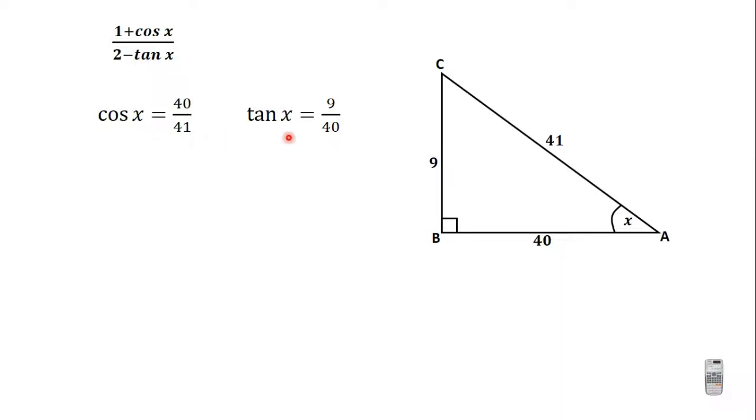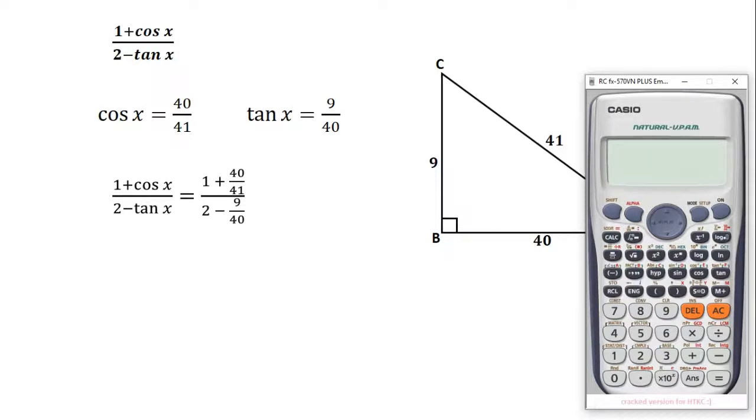We now have cos x and we have tan x. So we can go ahead and find 1 plus cos x and divide it by 2 minus tan x. So (1 plus cos x) divided by (2 minus tan x) is equal to 1 plus 40 divided by 41, divided by 2 minus 9 divided by 40. Here we need to find the numerator, then we find the denominator. The numerator is 1 plus 40 divided by 41, and this will give us 81 divided by 41.